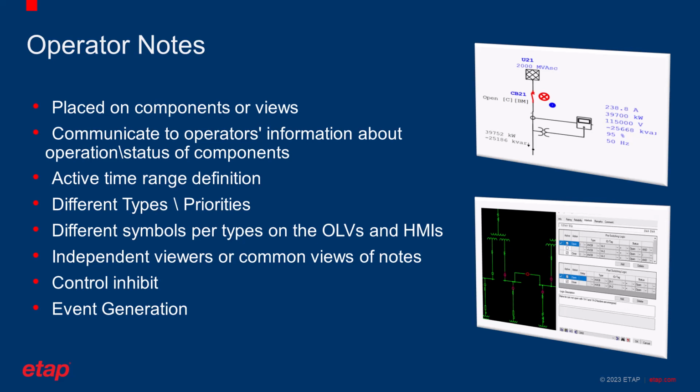So, for example, if there is a crew performing maintenance on a specific device, the operator can add an operator node on that specific device as a control inhibit node, and the controls are going to be disabled from the SCADA until either the node becomes inactive or the operator manually removes that operator node. It is also recorded in the event log as an event generation. So there's always tracking of all the different operator nodes that are created in the system.